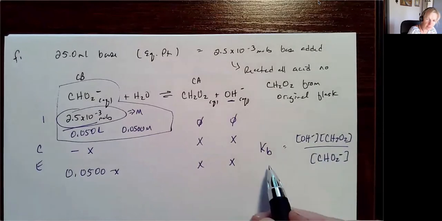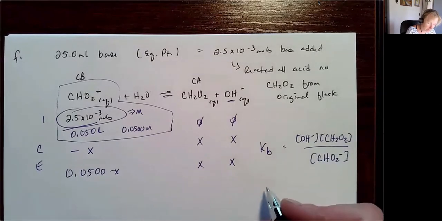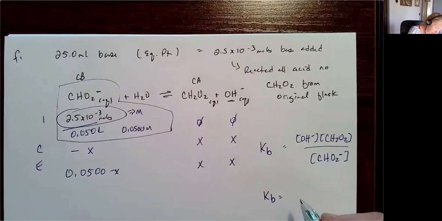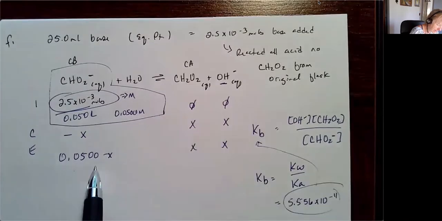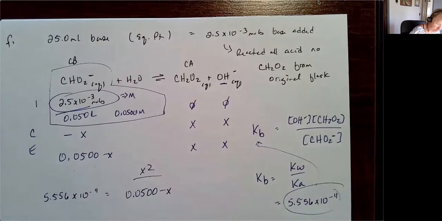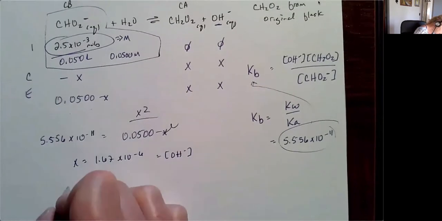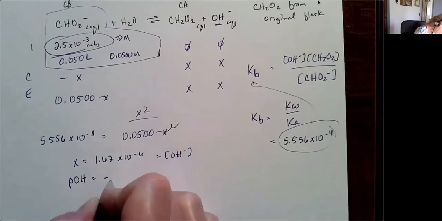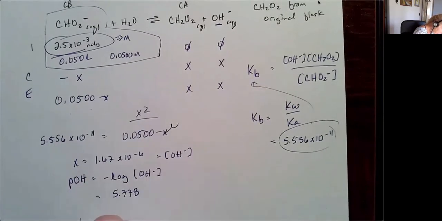I don't have the Kb. I have the Ka, so I need to find my Kb first by taking my Kw and dividing it by my Ka. And then I'm going to solve for x. I can do my x is small approximation because this is so much greater than 10 to the minus 11. That's going to give me an x value. So when I take the pOH, it's going to be equal to the negative log of that. My pH is 14 minus 5.778, which is 8.223, which is basic.